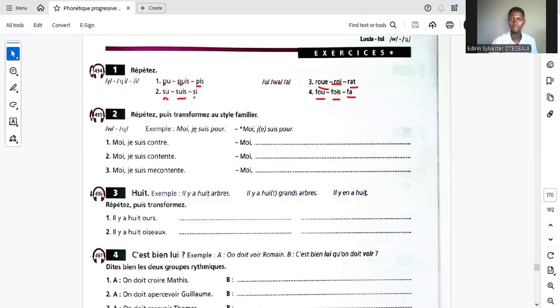Exercice 2. Exemple. moi je suis pour. Moi, je suis pour. Okay. 1. Moi je suis contre. Suis à moi. Moi, je suis contre. 2. Moi je suis contente. Moi, and suis again. Moi, je suis content. 3. Moi je suis mécontente. Moi again, and suis. Moi, je suis mécontent.